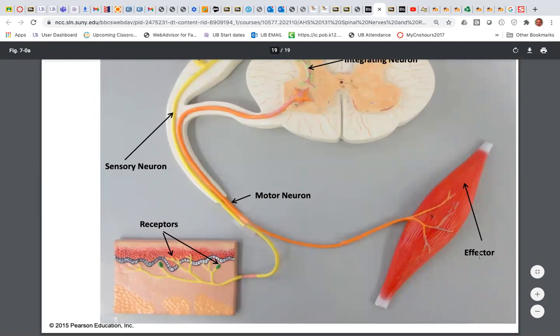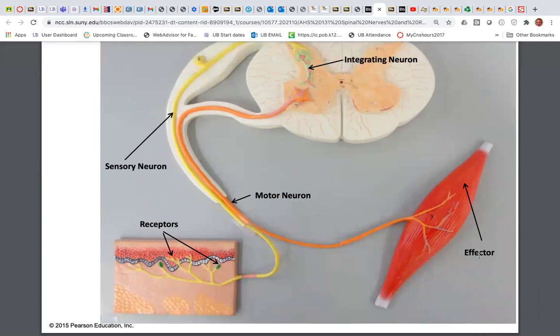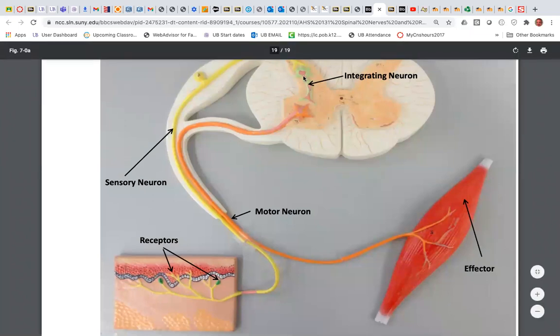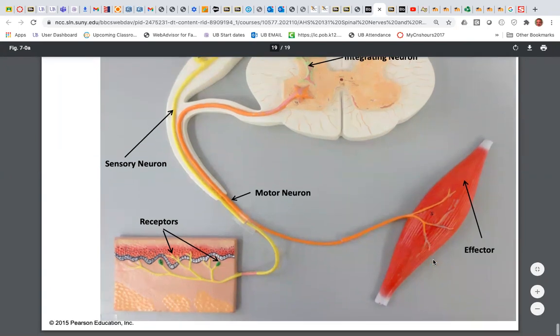Effectors could be glands. They can send a command to an organ or a gland to tell it to do a job. All right, so the 5 parts are the receptor, 1, sensory neuron, 2, interneuron, aka association neuron, 3, motor neuron, 4, and the 5th part is the effector.